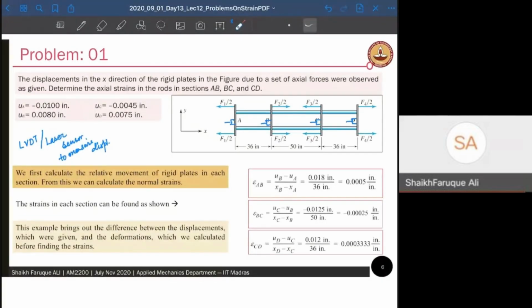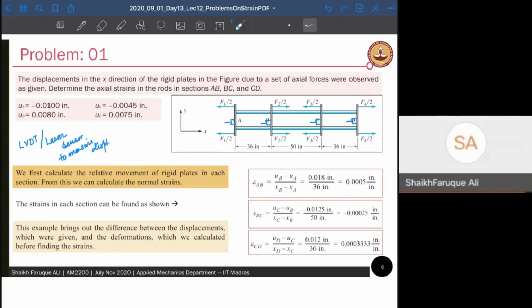Okay, right? Similarly, if you look at BC, between points B and C, your B has moved in the positive direction, your C has moved in the negative direction, right? Okay.